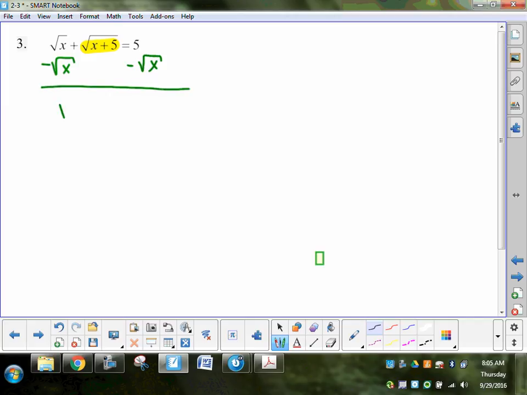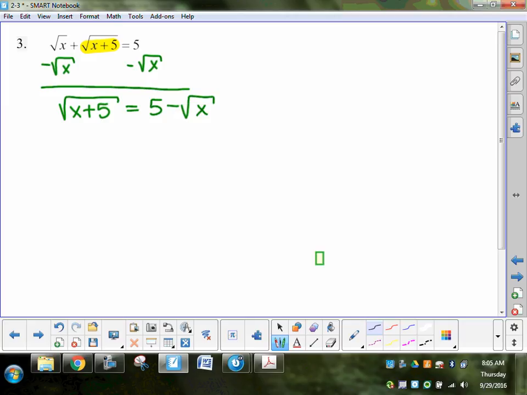So I've got the square root of the quantity x plus 5 is equal to 5 minus radical x. Any questions on that? Who can tell me what you think you want to do next? You all are problem solvers. What is our next step in this process?